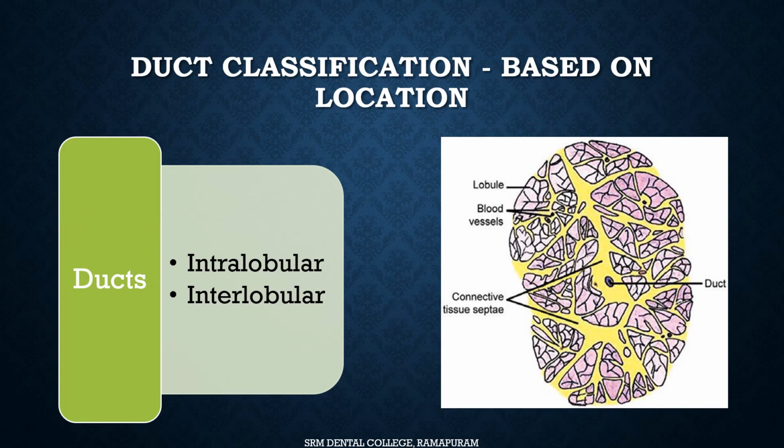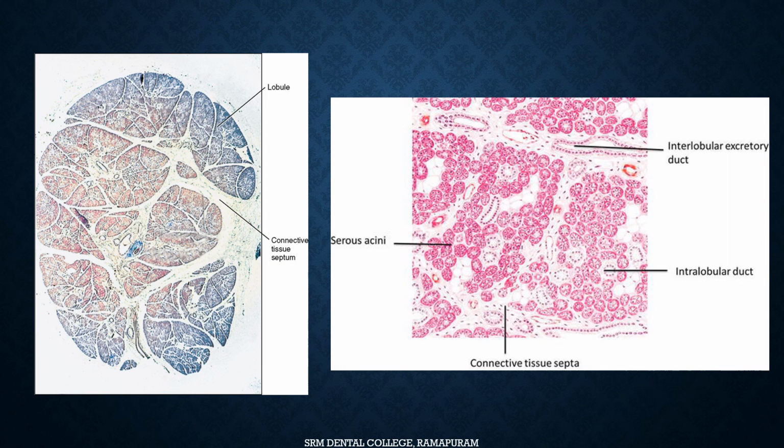Moving on with the classification, ducts can be broadly classified into intralobular ducts and interlobular ducts. As you all know, the salivary gland is divided into multiple lobules. If a duct is present within the lobule of a salivary gland, it is termed as intralobular duct. If a duct is present between the two lobules of a salivary gland, we call it interlobular duct. The salivary gland ducts are classified as interlobular and intralobular based on their location.